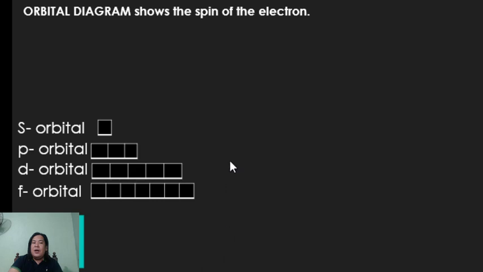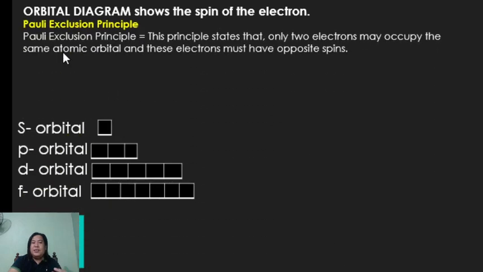In making the orbital diagram of each element, there are 2 principles being followed. Number 1 is the Pauli exclusion principle. This principle states that only 2 electrons may occupy the same atomic orbital, and these electrons must have opposite spins. And then the next is Hund's rule. Each orbital must be filled singly first before pairing. So, each box has two electrons because they are paired, and these electrons are represented by an arrow up and an arrow down.